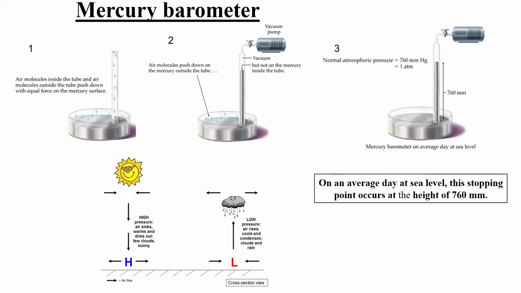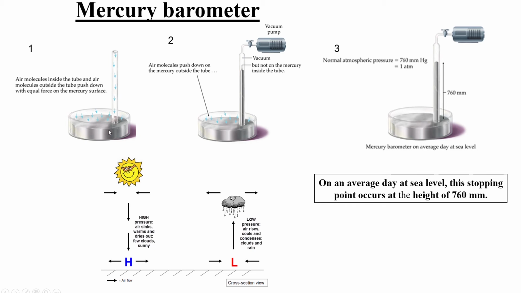Atmospheric pressure is measured with an instrument called a barometer, and this barometer actually uses mercury as one of the components to determine the atmospheric pressure. That is why it is called a mercury barometer, and atmospheric pressure is referred to as barometric pressure. In this setup, we have mercury in a container and a glass tube immersed in this liquid mercury. We have air molecules inside the tube and outside the tube pushing the mercury down with equal force.